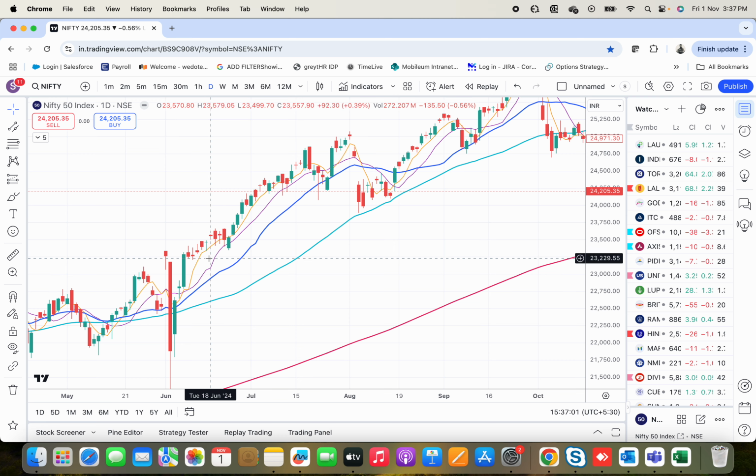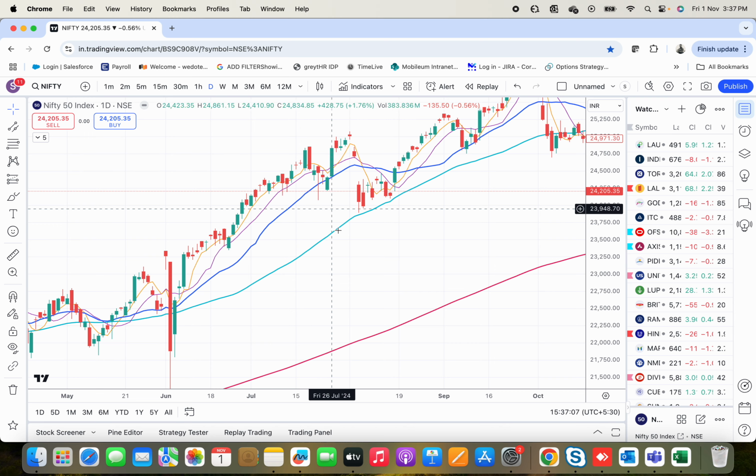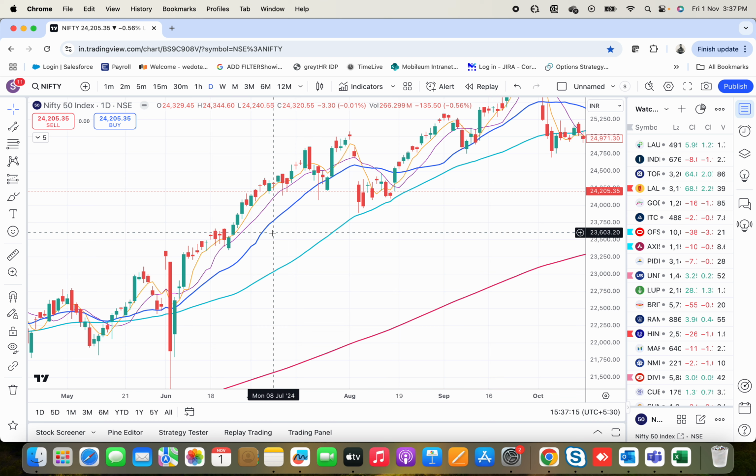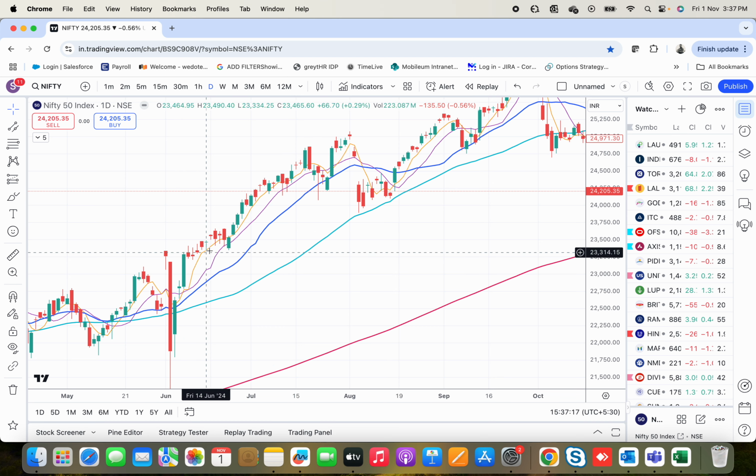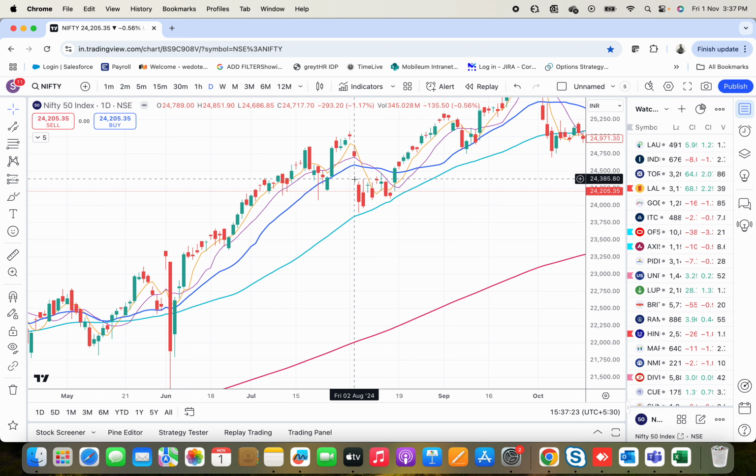For example, here, these have all started to move away from each other. When they move away from each other, it cannot continue that way throughout. At some point in time, again it has to merge back. You see, this is what happens. So it went up. If you see this one, the 20 is too far away from this one. So it has to come back to 20.